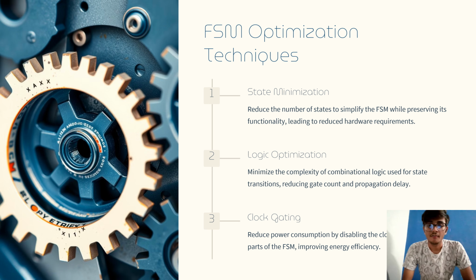FSM optimization techniques. First is state minimization. State minimization reduces the number of states to simplify the FSM while preserving its functionality, leading to reduced hardware requirements. Second is logic optimization. Logic optimization minimizes the complexity of combinational logic used for state transitions, reducing gate count and propagation delay. Third is clock gating. It reduces power consumption by disabling the clock to idle parts of FSMs, improving energy efficiency.